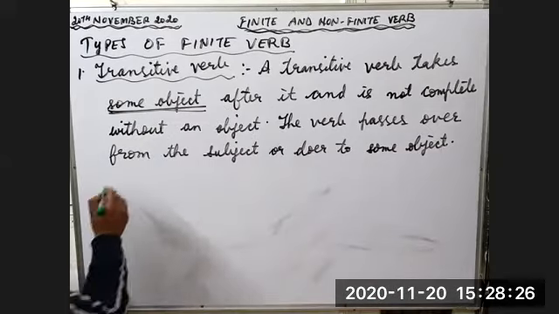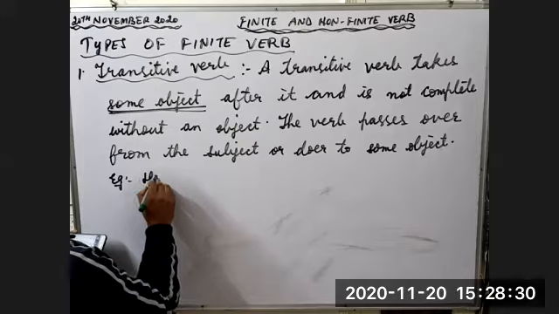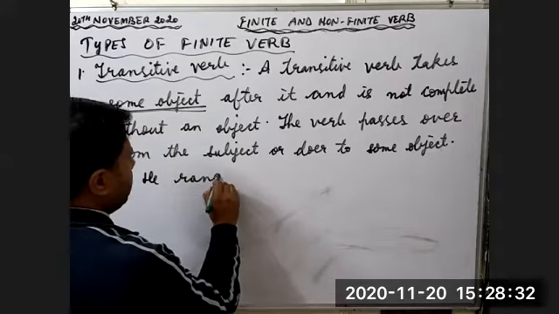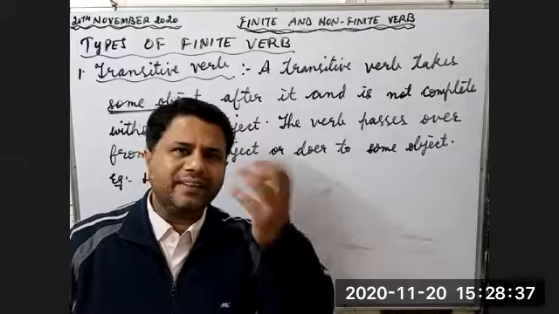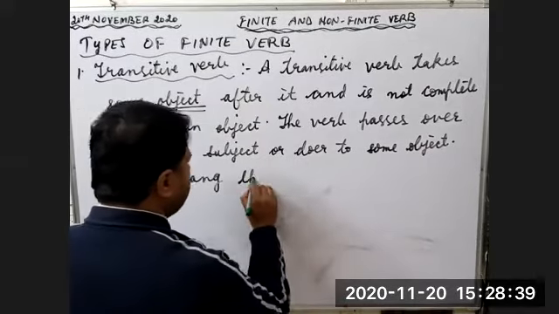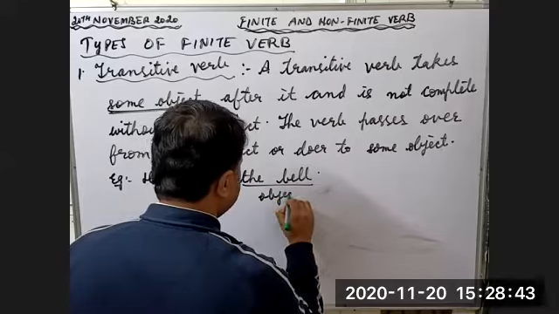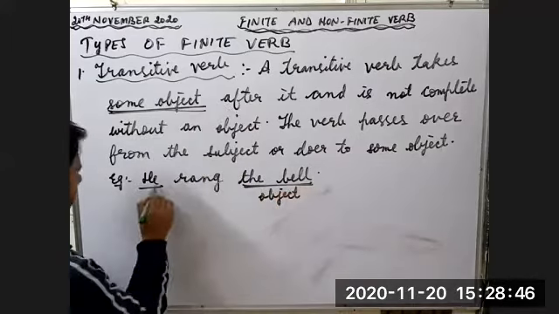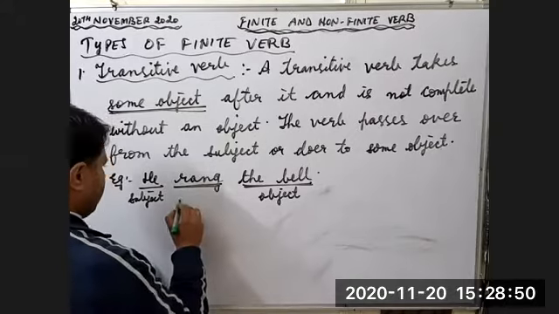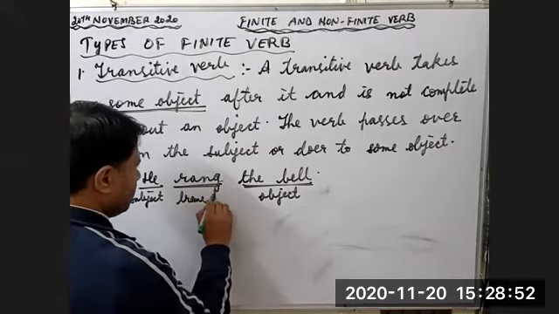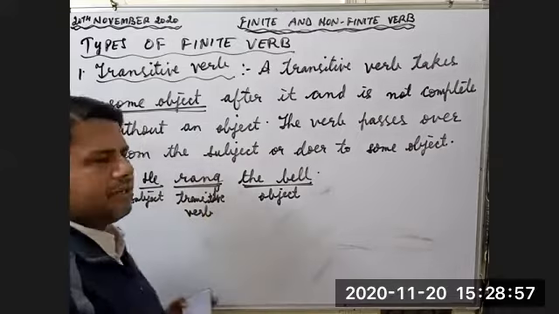Let me write some examples now. He rang. Now immediately a question comes to our mind: he rang what? He rang the bell. Now what is the bell? The bell is the object. He is the subject. And what is rang? Rang is a transitive verb. Is it clear to you? Yes, sir.